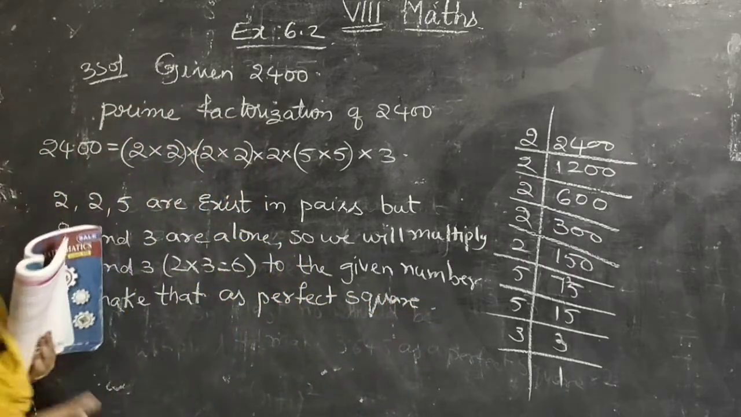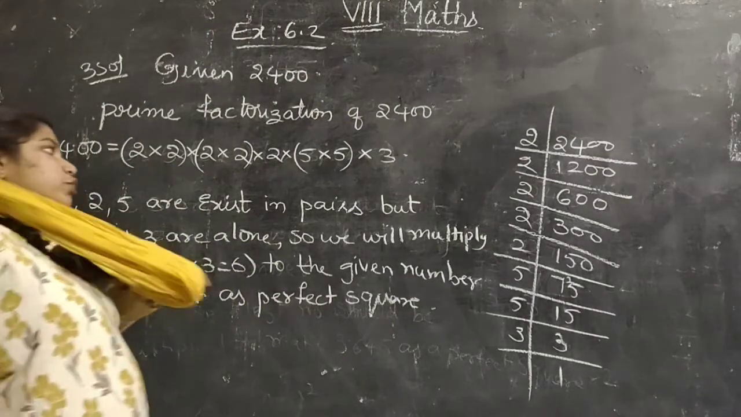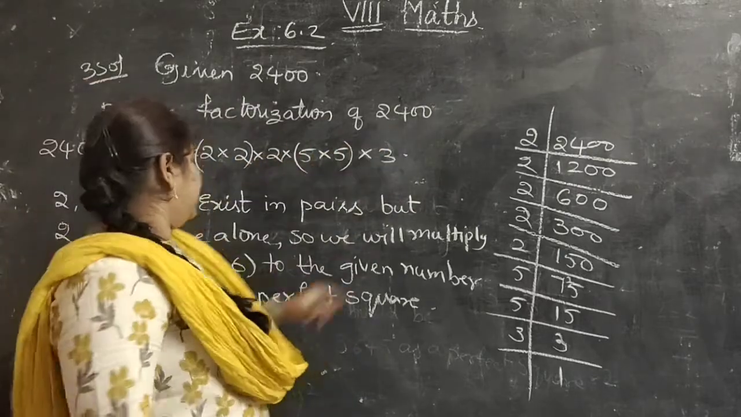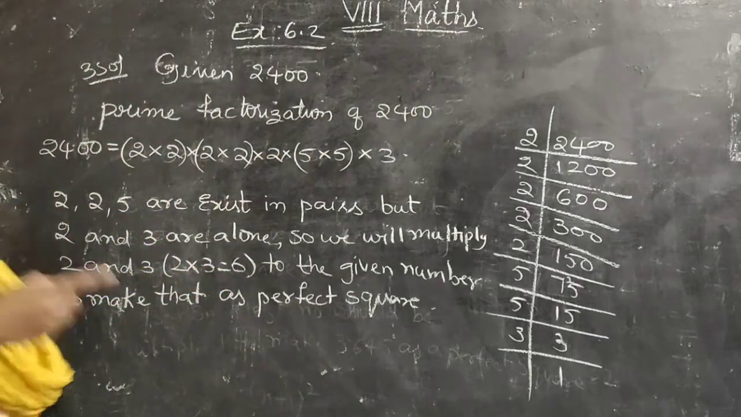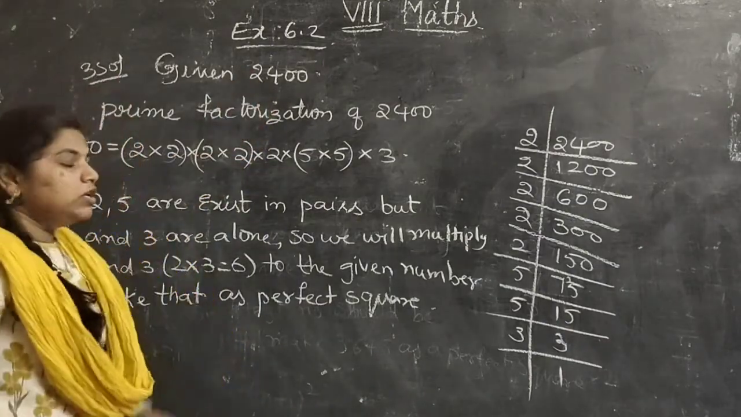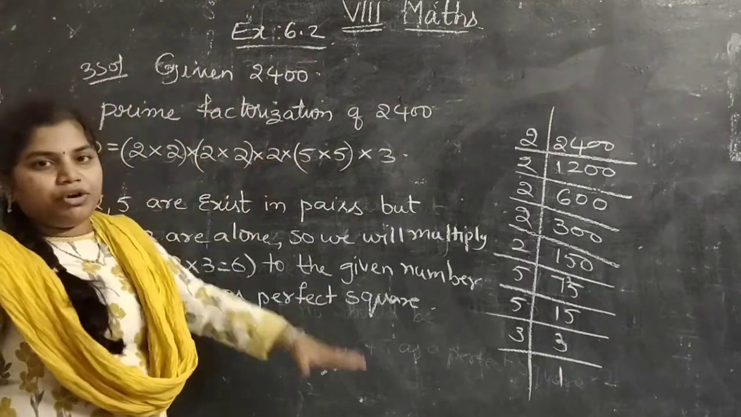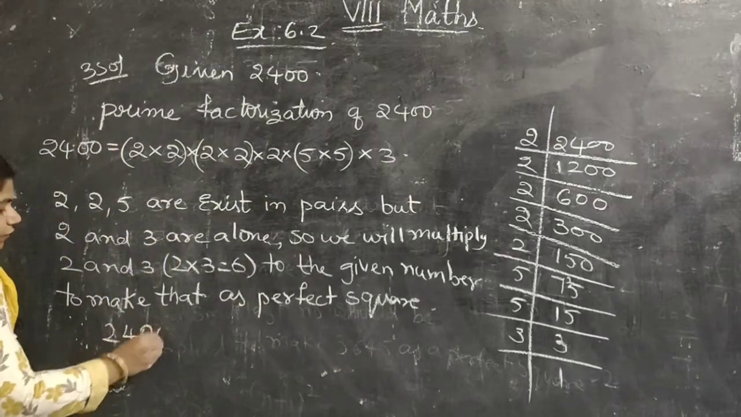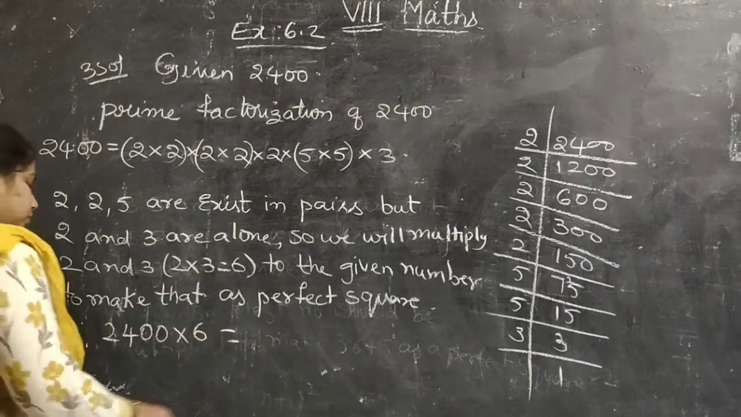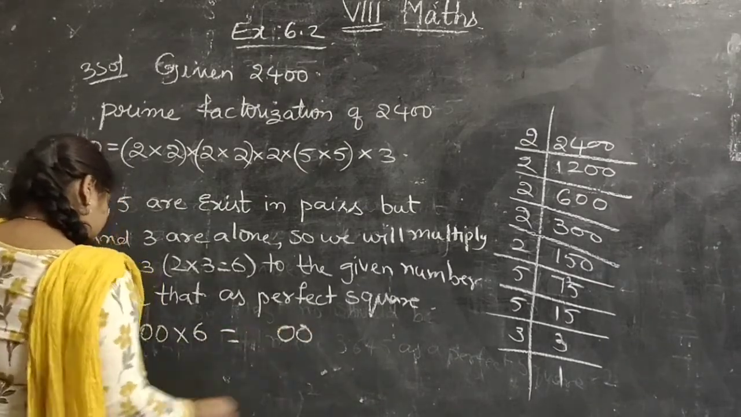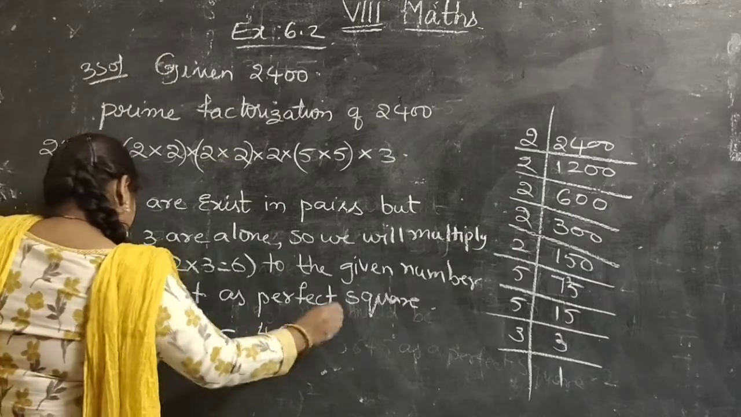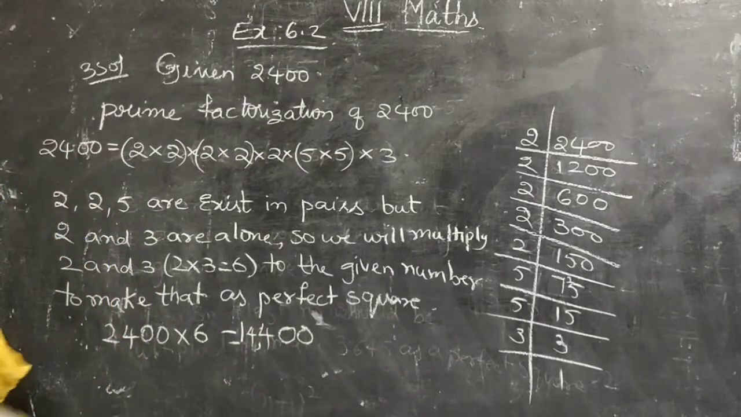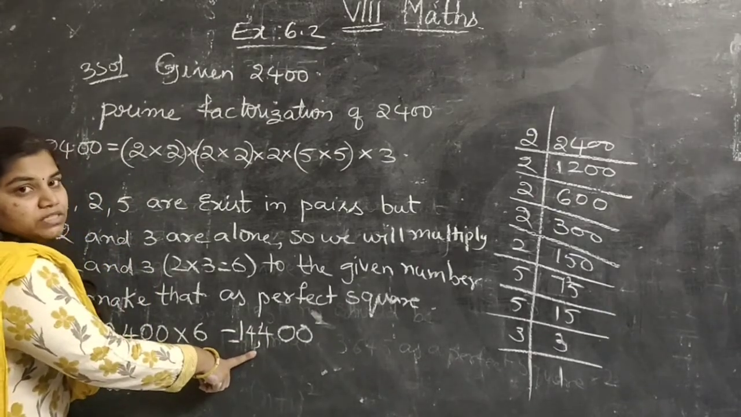So which numbers are we multiplying? We are multiplying 2 and 3 here. Another 2 we are multiplying, and also another 3. So the 2 value and 3 value will become 6 here. That means we are multiplying 6 to 2400. So if you multiply 6 to this number, what result will you get? That will be a perfect square. We will see that. Therefore 2400 into 6. So what did you get here? 14,400. Here 14,400 is a perfect square number.